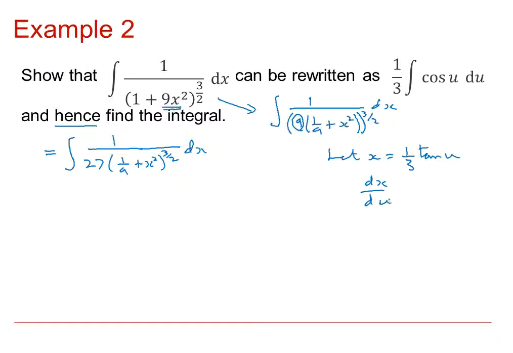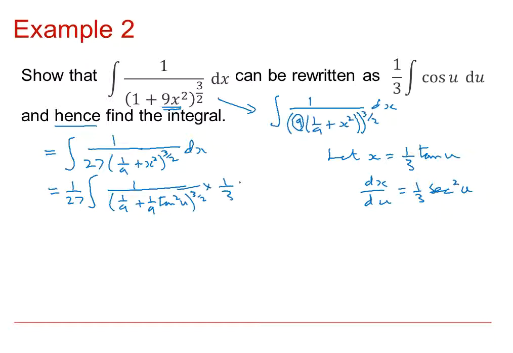Differentiating this, dx by du is a third sec squared u. I'm going to pull the 1 over 27 out of the integral just to make things a little bit clearer, and this will become 1 over a 9th plus x squared, which is a 9th of tan squared u, to the power 3 over 2, times dx, and dx is going to be a third of sec squared u du.